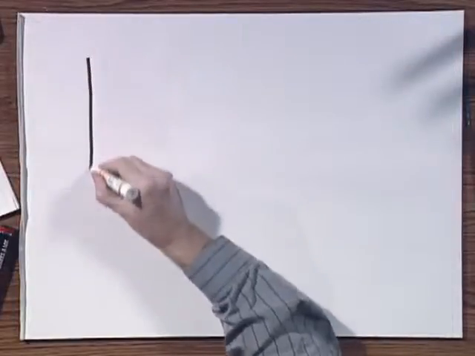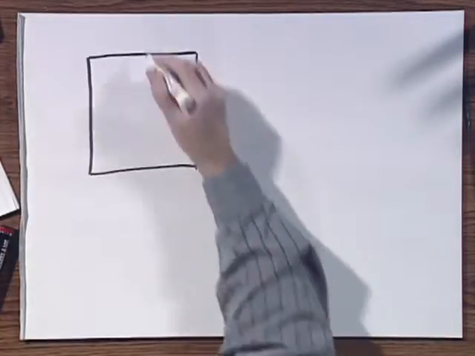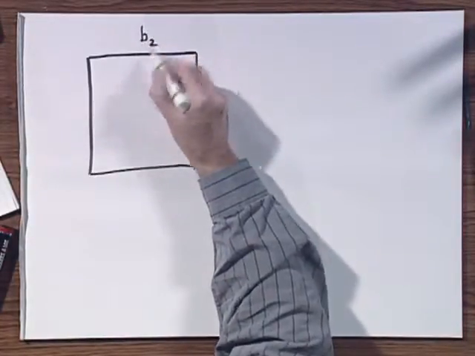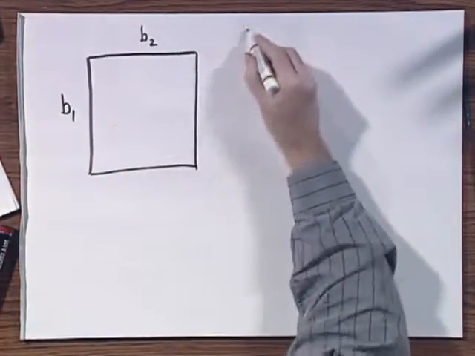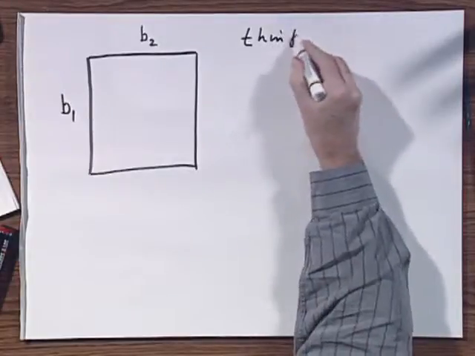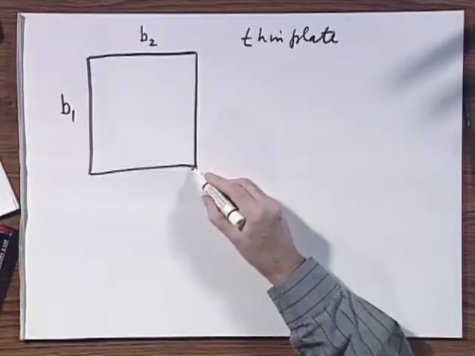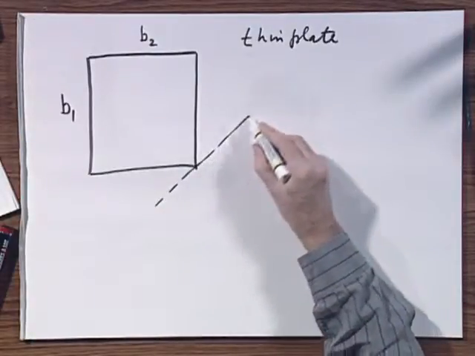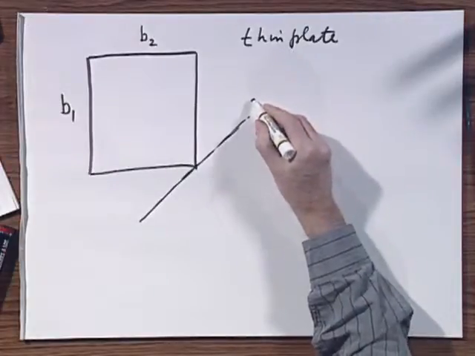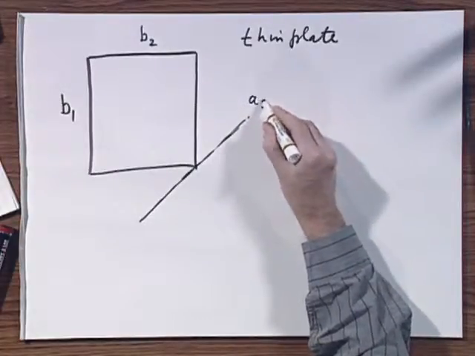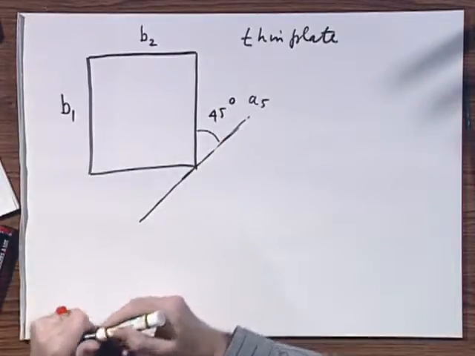You have a square plate. For now, I will call this B2 and B1, although very shortly I'll make them the same because they are the same. It is a thin plate. And you are being asked to calculate the moment of inertia of rotation about this axis. And let us call this axis A5. And this is at an angle of 45 degrees.